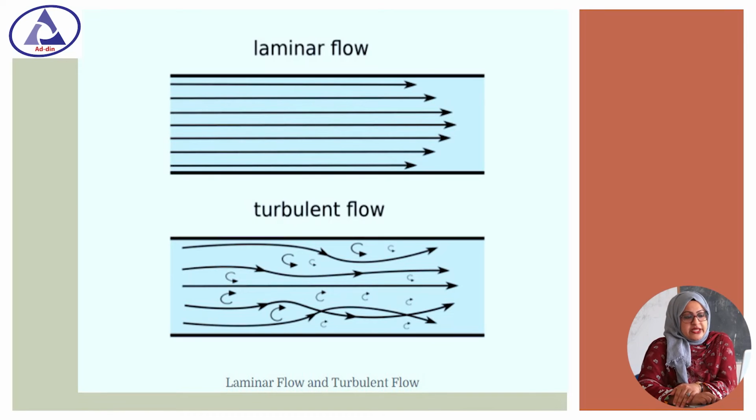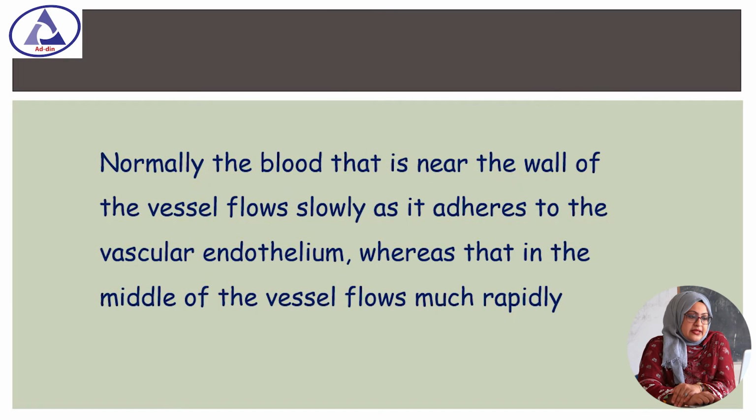This is the picture showing the laminar flow as well as the turbulent flow. As we can see in laminar flow, the layers of the blood are at the same equidistance from the vessel wall, whereas in turbulent flow, all the layers are moving in different directions, forming eddy currents. Normally, the blood which is near the wall of the vessel flows very slowly as it adheres to the vascular endothelium, whereas that in the middle of the vessel flows much more rapidly.